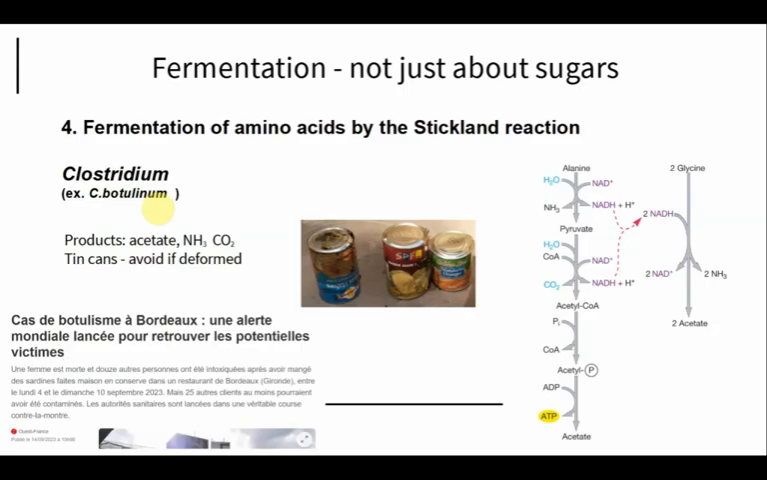If you read this here, we had 12 people who were intoxicated and one woman was killed after eating these sardines that were home-conserved sardines that the bar owner had made and then sold. Unfortunately, they had been contaminated with Clostridium botulinum. They grew even though the container was closed, and then some of the people ate them, and they got sick, and one person even died.